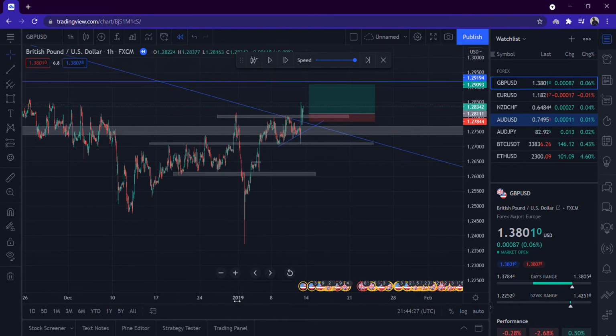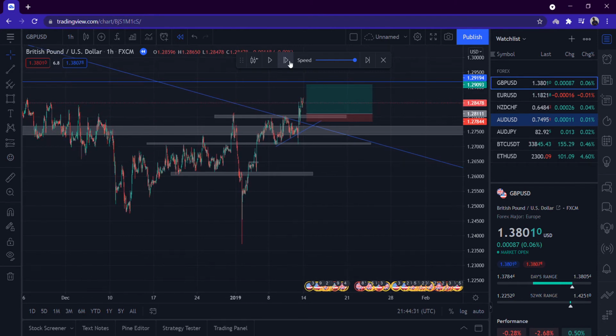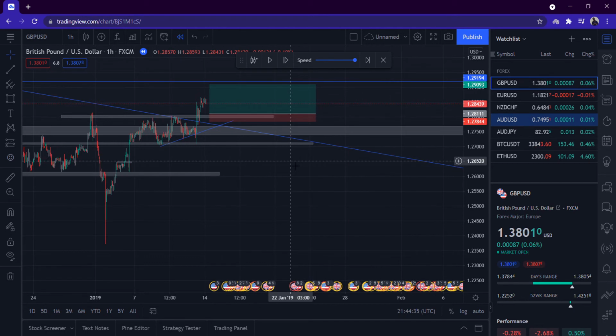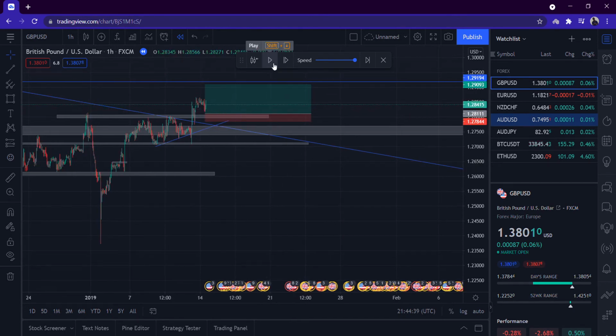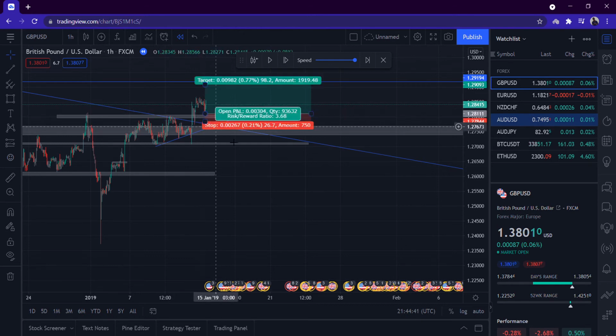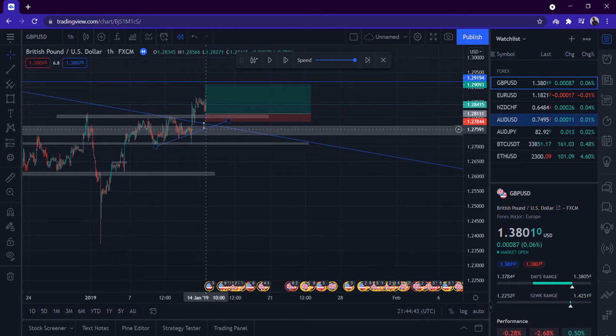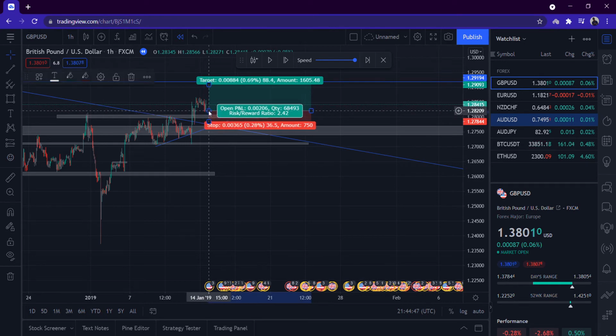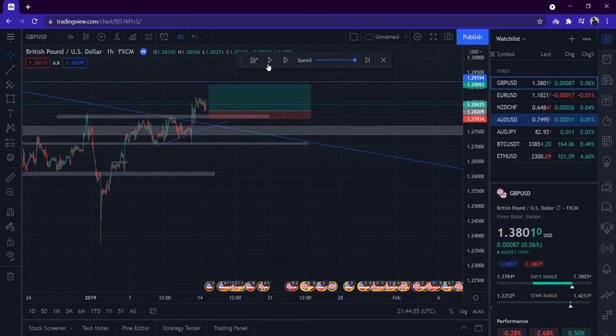Yep, come back. So it's not coming back to my zone. I'll be patient. So I'll adjust it to here. Remember, trading might not be fun when you're learning to do it, but it's alright. It takes time. Just be patient.